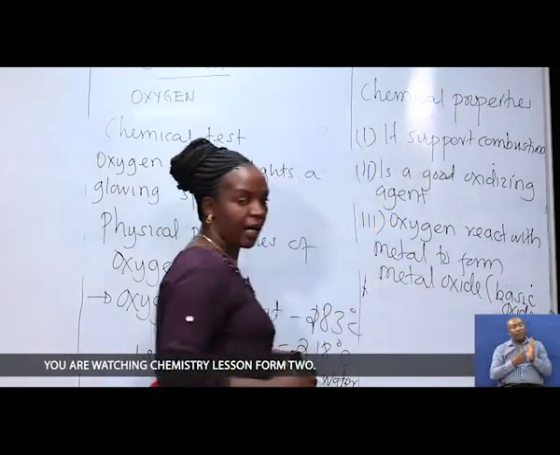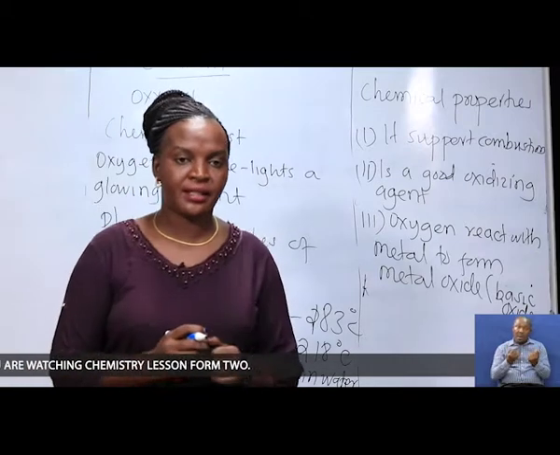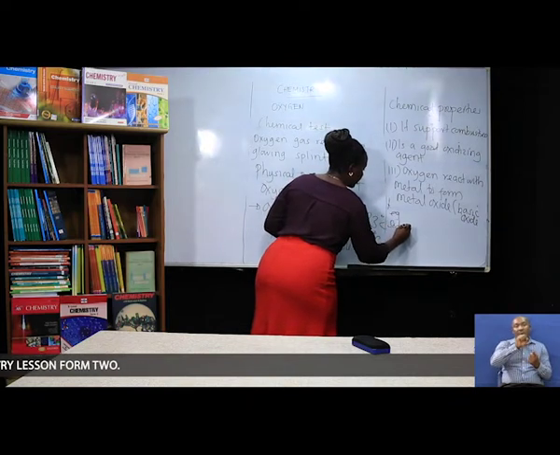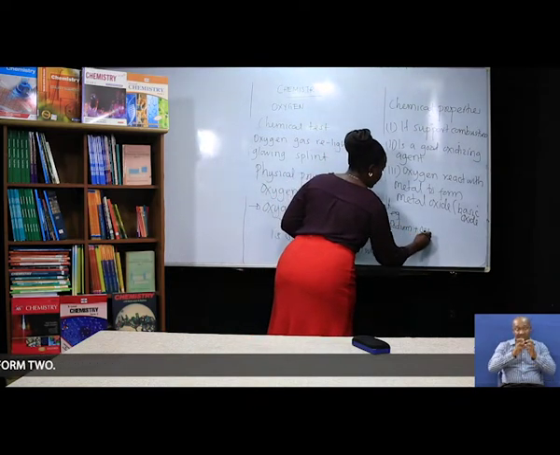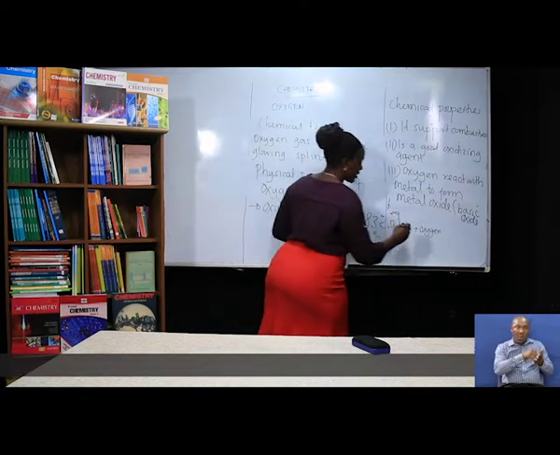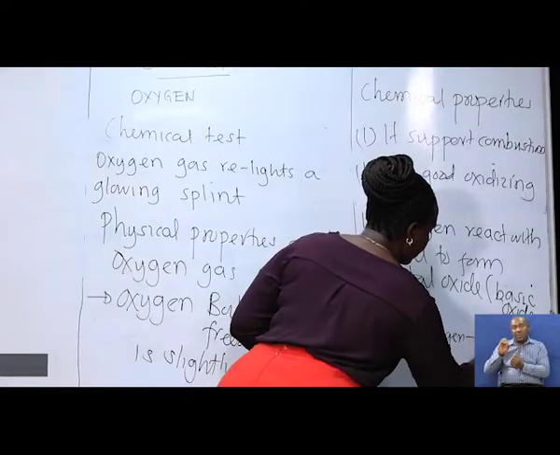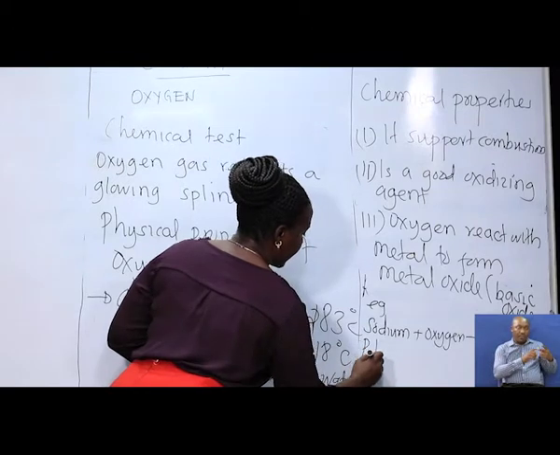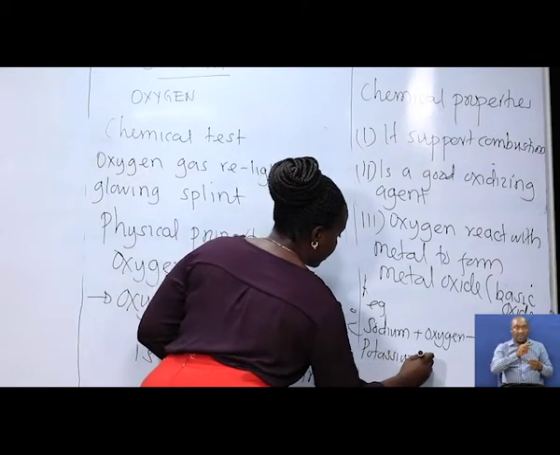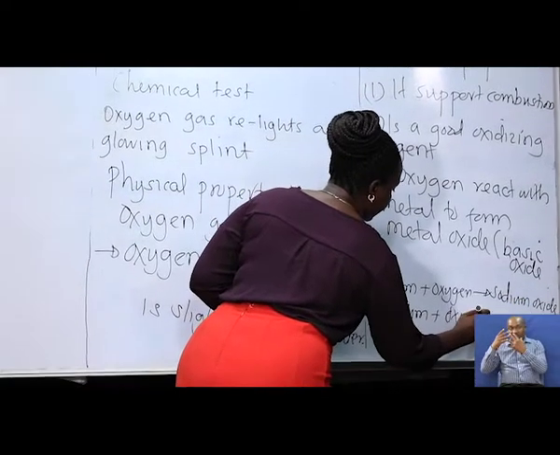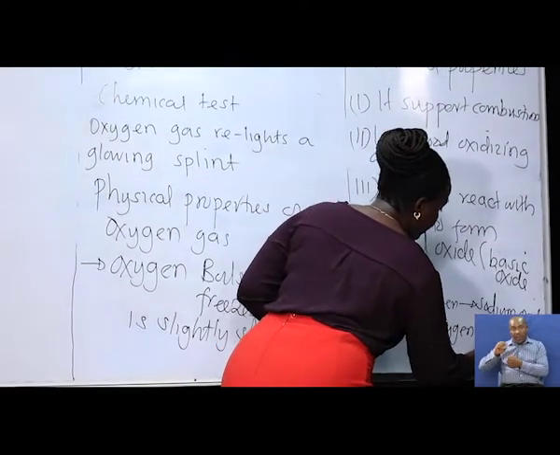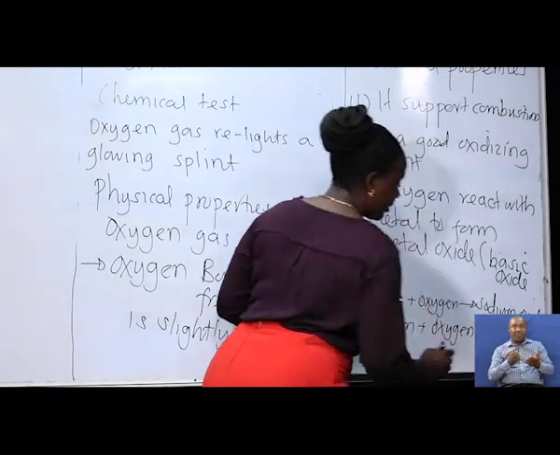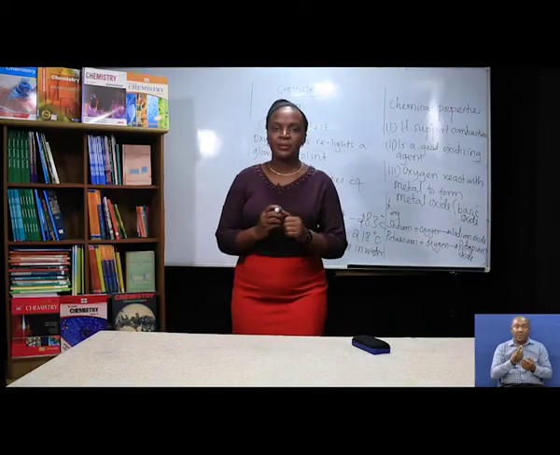For instance, how does it form a metal oxide or basic oxide? Consider the following reactions. Example, sodium. Sodium is a metal, so it reacts with oxygen and they produce sodium oxide. Potassium reacts with oxygen gas and then they produce potassium oxide. This is basic in nature, that is why it is called the basic oxide.